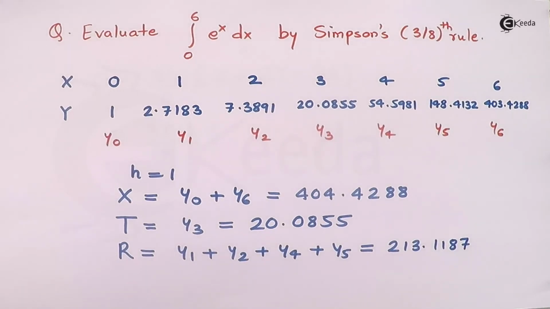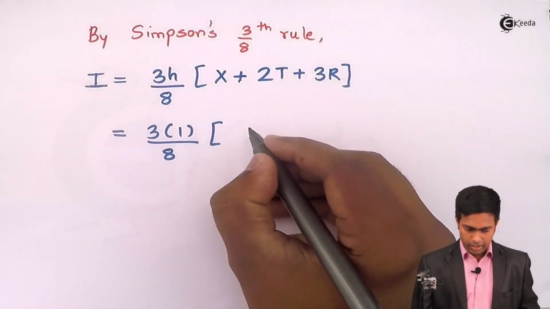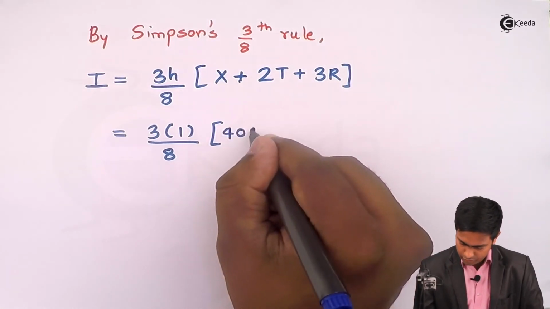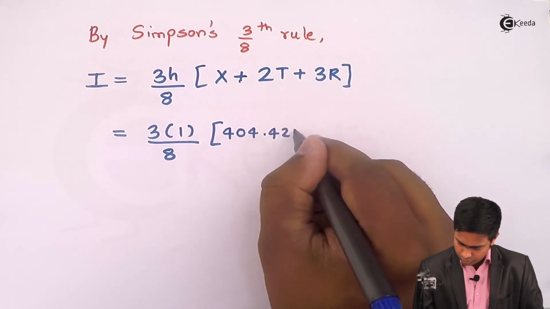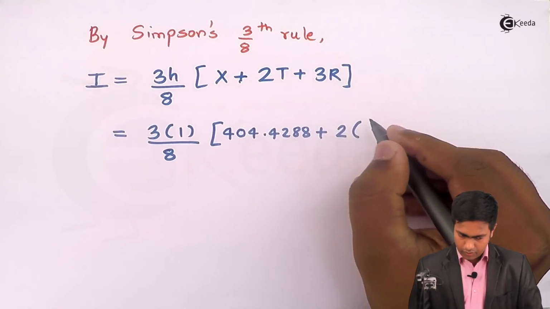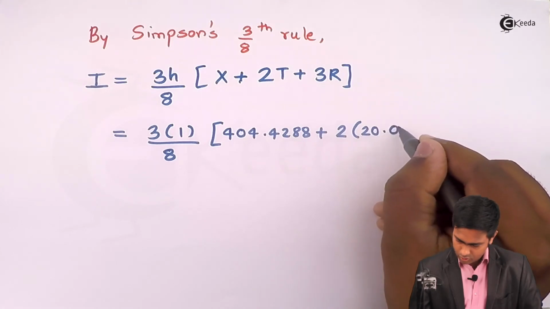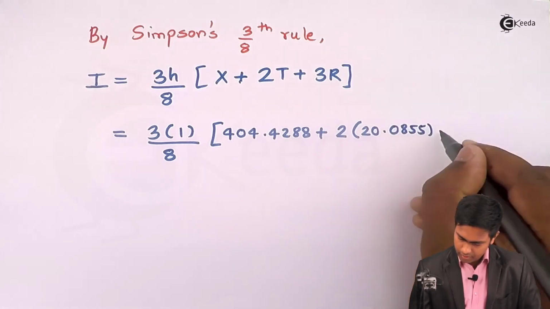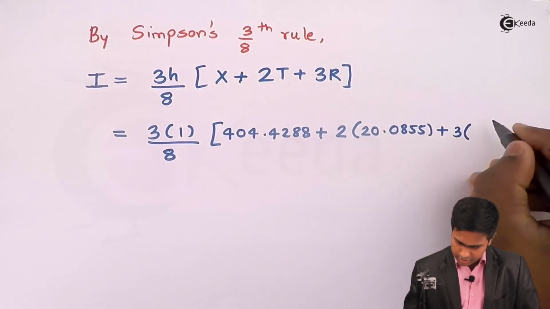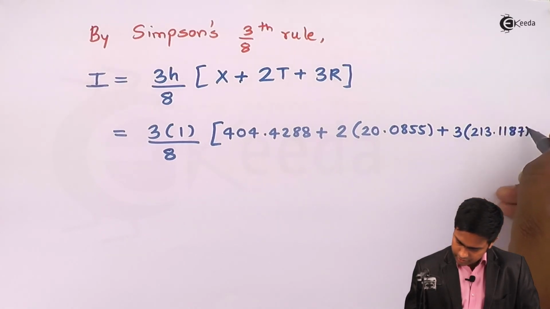Now we'll put these 3 values in the formula. So here we'll get X, that is 404.4288, plus 2 times T, which is 20.0855, plus 3 times R. So 3 times R is 213.1187.